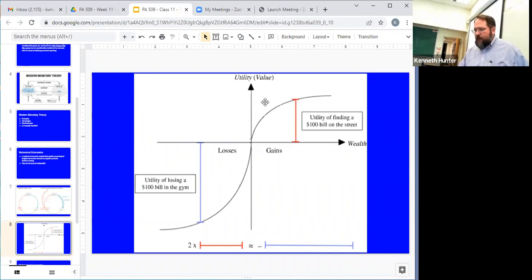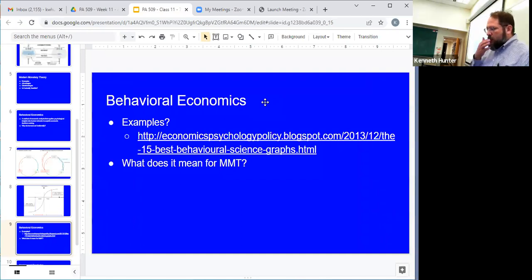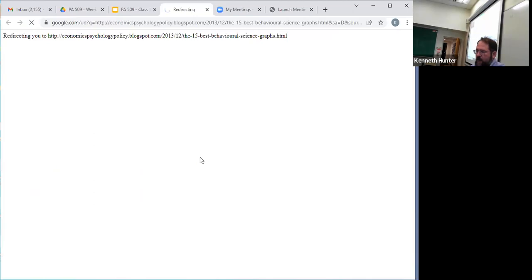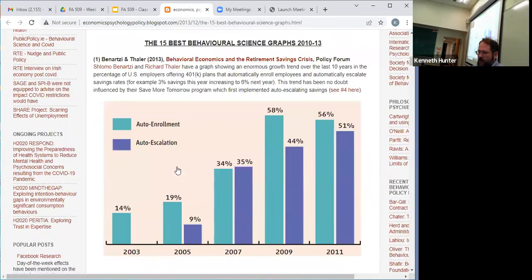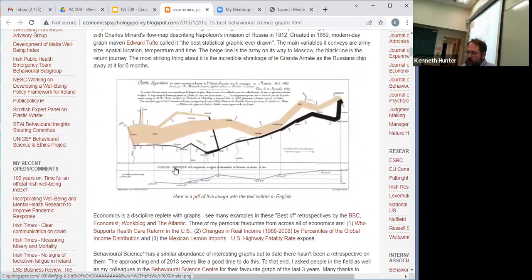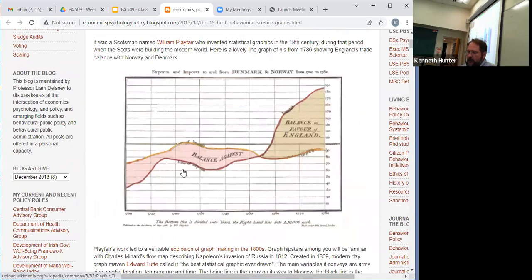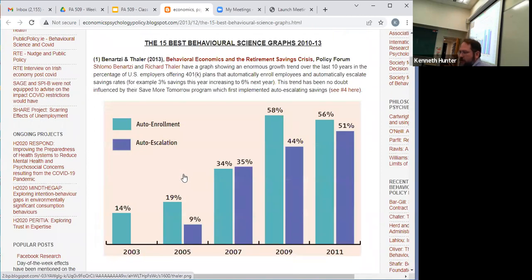Anything else? Okay. So I wanted to show you some examples here. I'm going to link to this website that shows behavioral science. Let me just show you this one. This one kind of shows you some impact of behavioral economics.